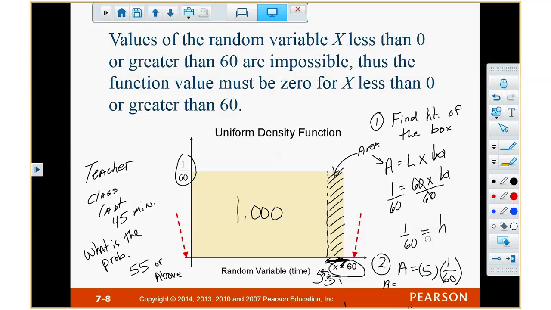0.12? So there's a 12% chance, or 0.12 probability, that your teacher will go above 55 minutes. And that's how you do uniform.